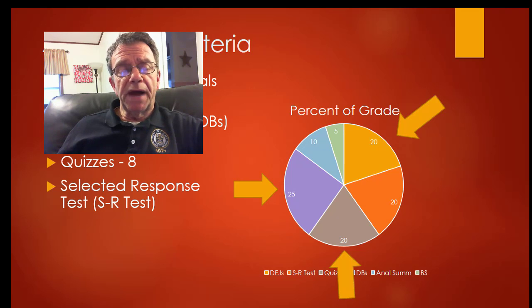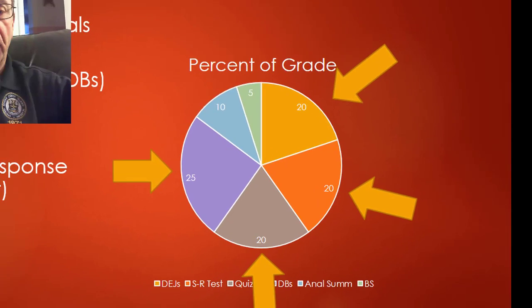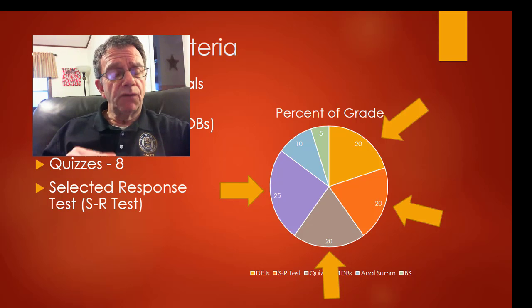And the selective response test is another major chunk, is 20%, and we will work on that. And again, you will have a first draft and you will have a discussion board. And that won't be counted as a discussion board. It'll all be factored into the selective response test grade.